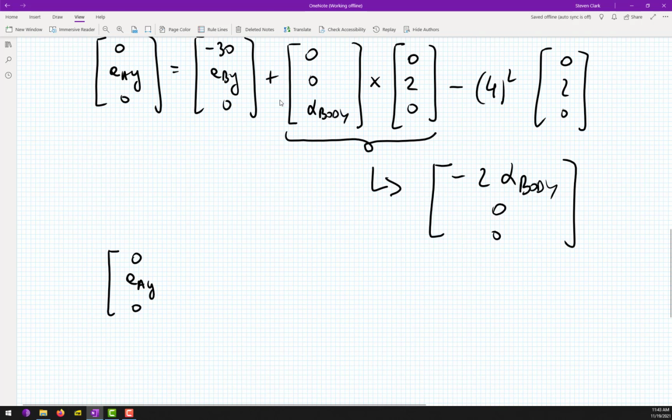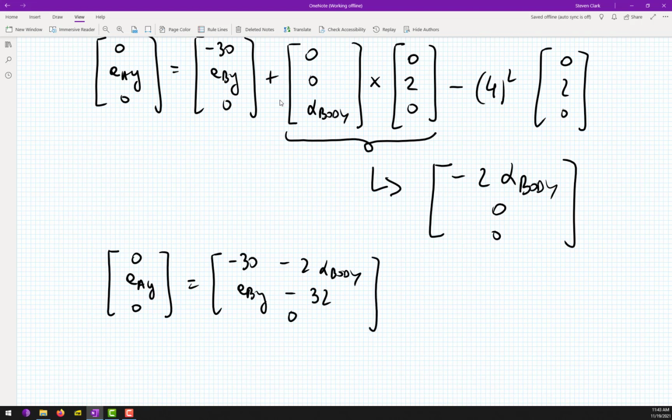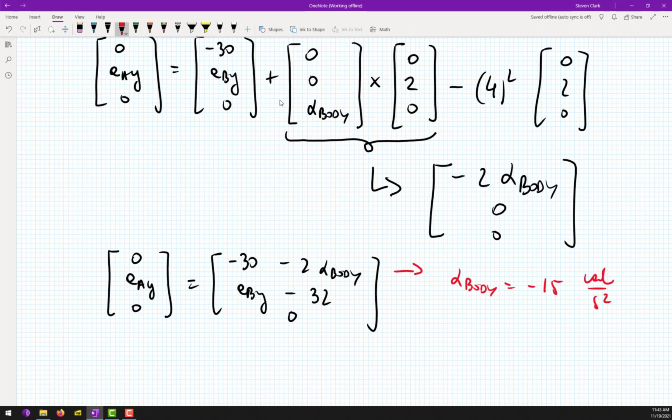Zero, and this is equal to -30 -2 alpha body a_BY -32 and 0. Okay, so from this expression we see that our alpha body is -15 radians per second squared.